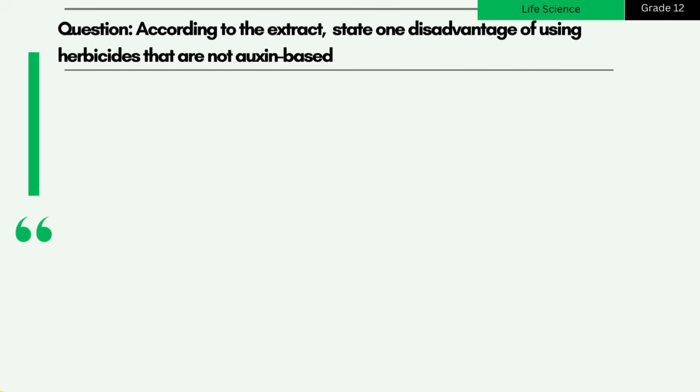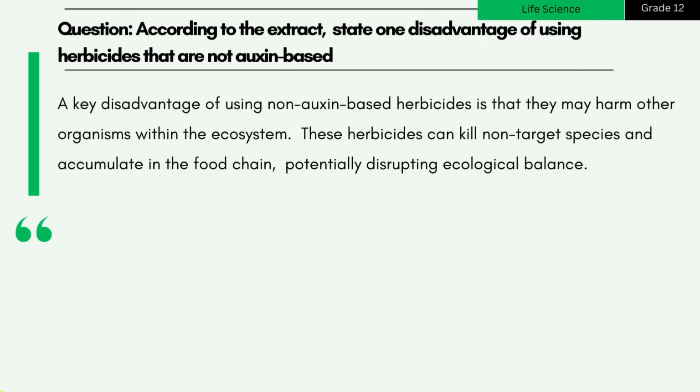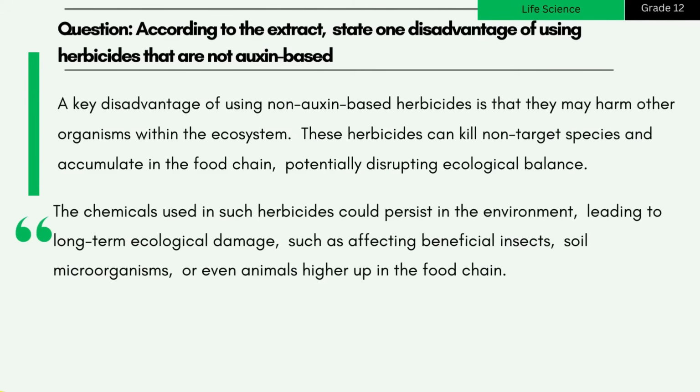Question: according to the extract, state one disadvantage of using herbicides that are not auxin-based. A key disadvantage of using non-auxin-based herbicides is that they may harm other organisms within the ecosystem. These herbicides can kill non-target species and accumulate in the food chain, potentially disrupting ecological balance. The chemicals used in such herbicides could persist in the environment, leading to long-term ecological damage, such as affecting beneficial insects, soil microorganisms, or even animals higher up in the food chain.